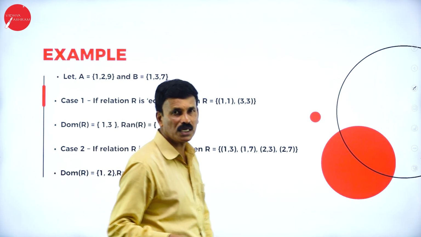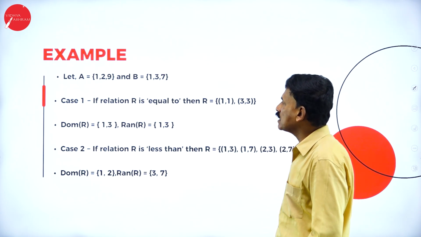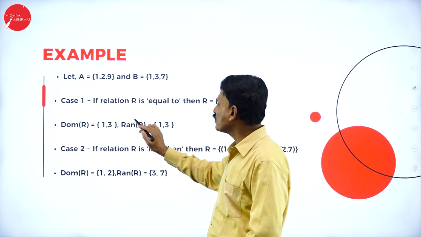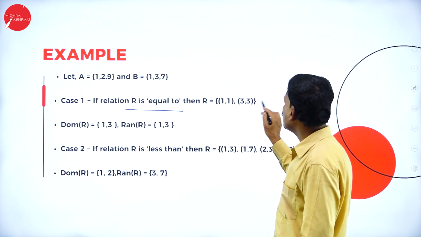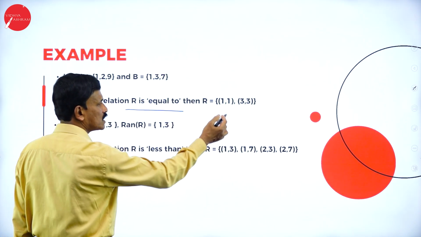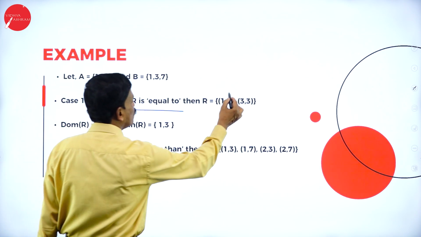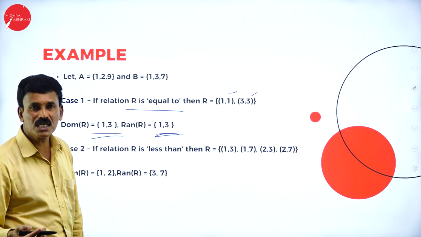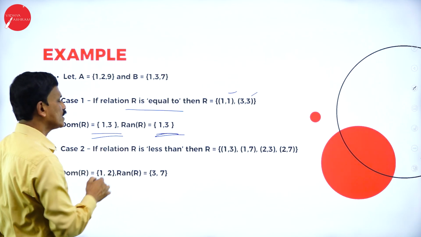Now let us take an example. Let A = {1, 2, 9} and B = {1, 3, 7}. Let us come to case 1 first. The relation R is given by {(1, 1), (3, 3)}. Now what is the domain of this? The domain is the set of all first elements, {1, 3}. And what is the range? The set of all second elements, that is also {1, 3}. So the domain is {1, 3} and the range is {1, 3}.